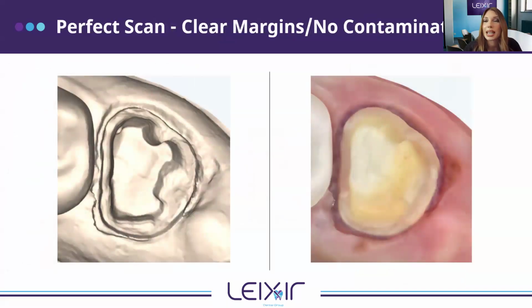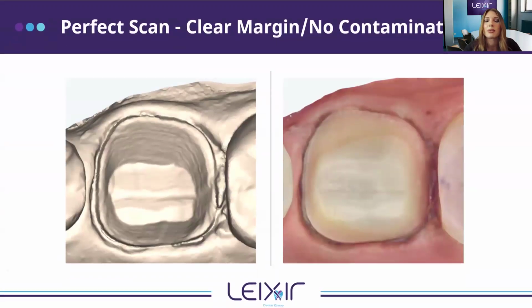So here's a perfect scan. You can see that tissue was retracted really well, and we can see the margin very well also. So that's what you want to try to see. Obviously, every patient's different, and if this prep is very subgingival, some of them aren't going to look as nice, but retracting as best we can, making sure it's very, very dry is really key.